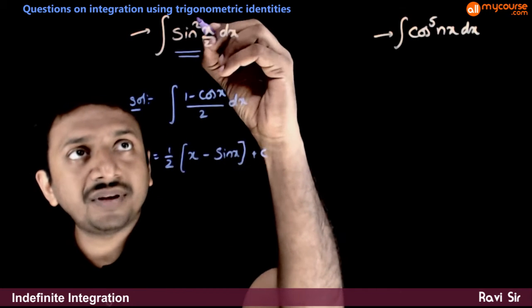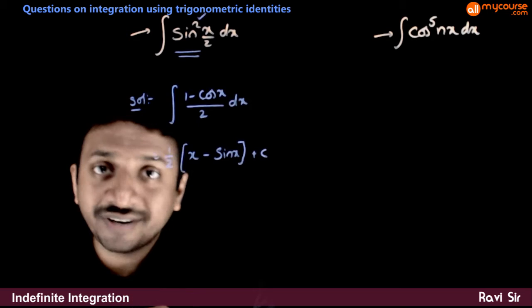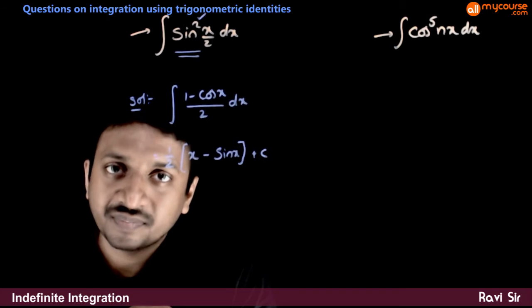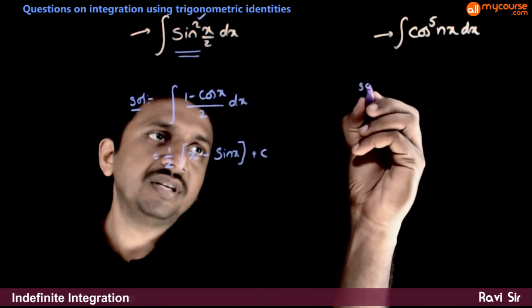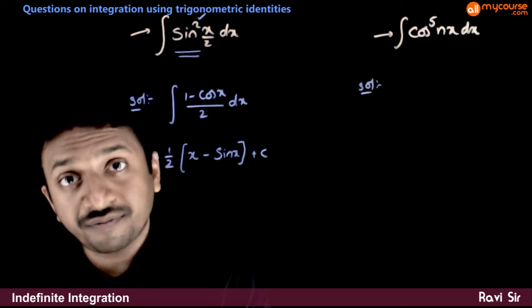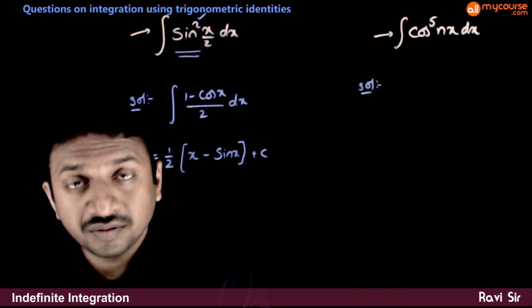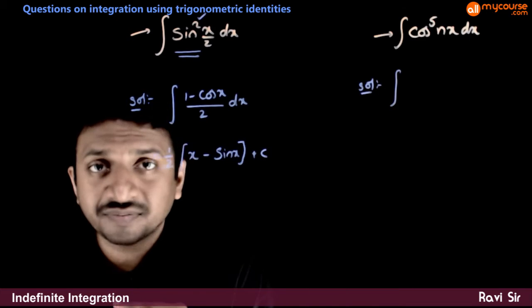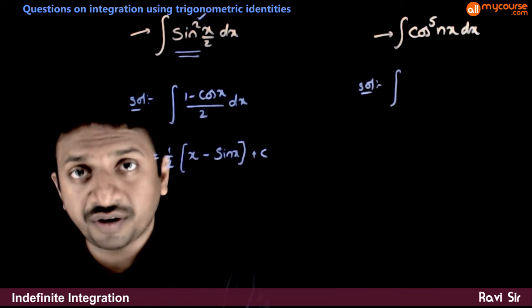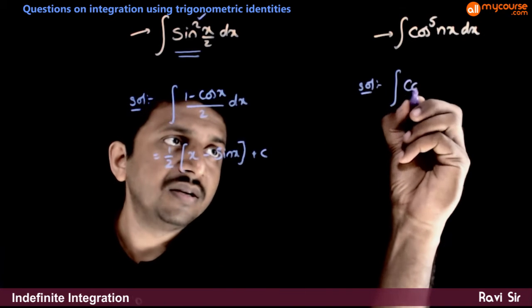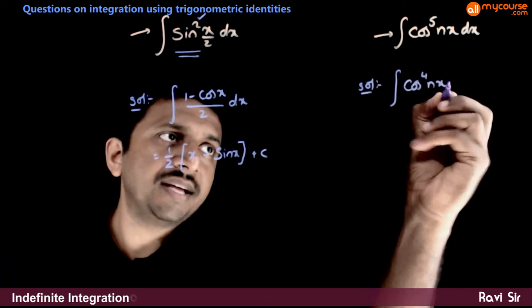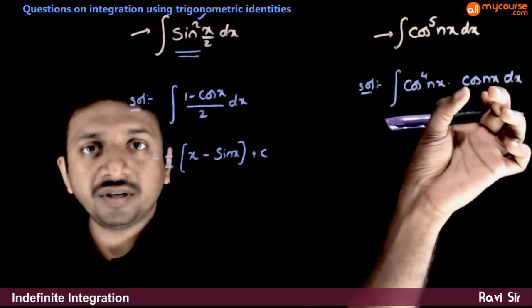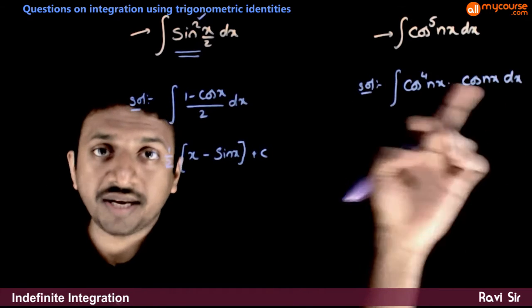So whenever you have higher powers of trigonometric functions, using these formulas you can reduce the power. For example, if you have integration of cos⁵(nx), it is not easily integrable. So what do you do? The general technique is, whenever you have an odd power of a trigonometric function, you separate one of the powers outside: cos⁴(nx) into cos nx dx.